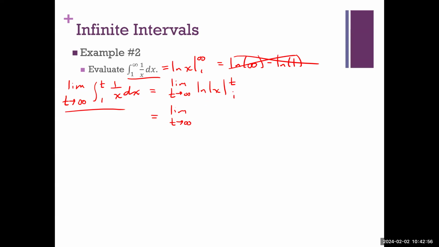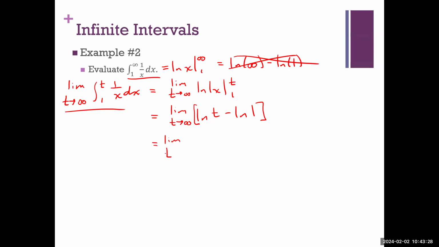So knowing that the antiderivative of 1 over x is natural log of the absolute value of x, what do I do with these bounds now? So the limit as t approaches infinity of the natural log of t, I'm going to drop the absolute values because we're not dealing with anything negative. Natural log of t minus natural log of 1. Any thoughts on what this is going to do?